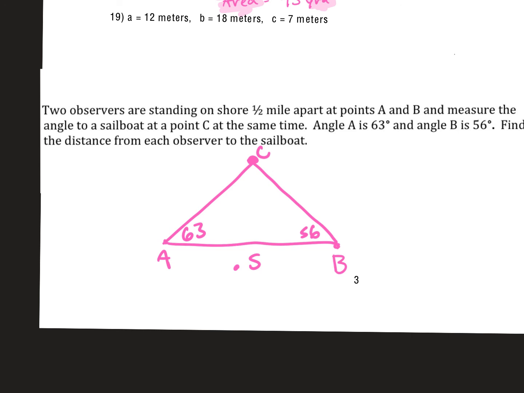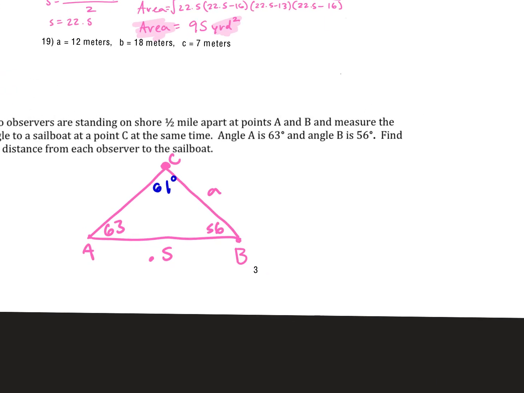Can we just name it as little a so that would be easier? Yeah, we can name it as little a. What do I have to do to find little a? Set a proportion. I can find the other angle first because then I'll have a proportion to set up. So how do I find angle C? What do we get when we add them and subtract from 180? 61 degrees. So now I have a proportion because I have angle C and side C. So it'll be 0.5 over sine of 61 is equal to A over sine of 63.